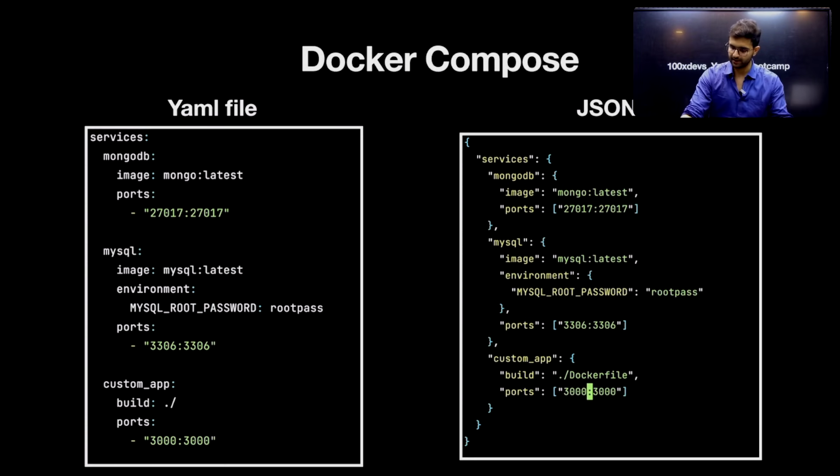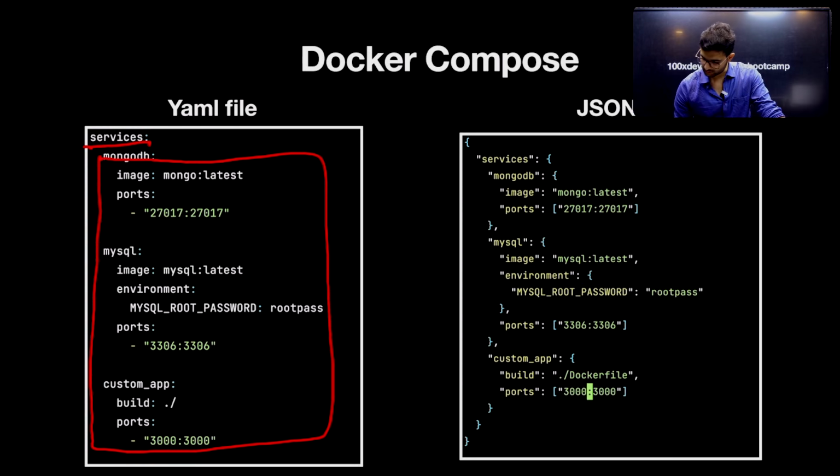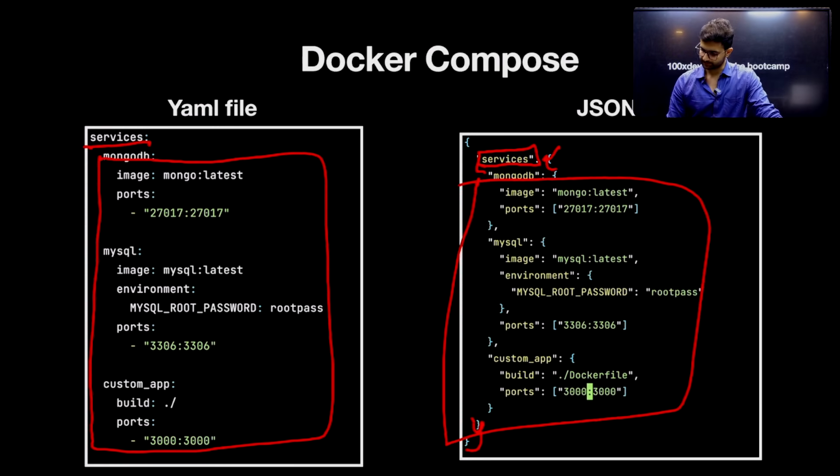Basically it is a key value pair. This is the key services, and this is the value of that key, which is this whole thing right here. Similar to how services is the key here, and inside this object, this is the value of this specific key.